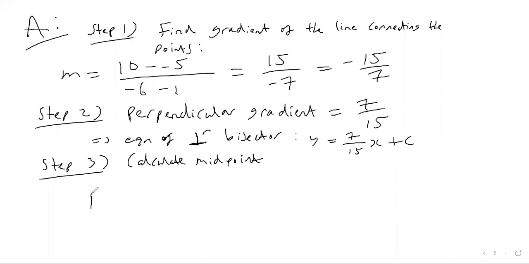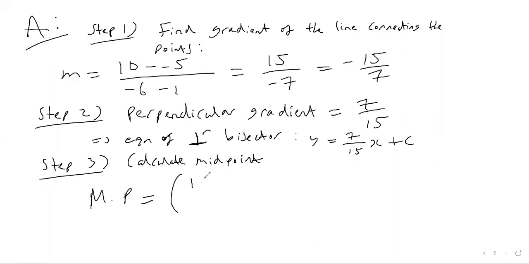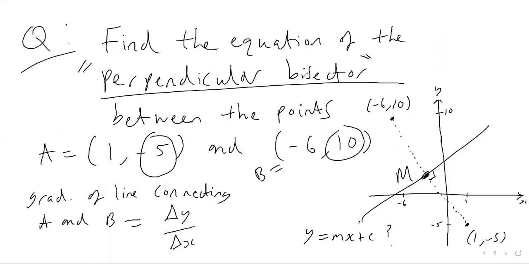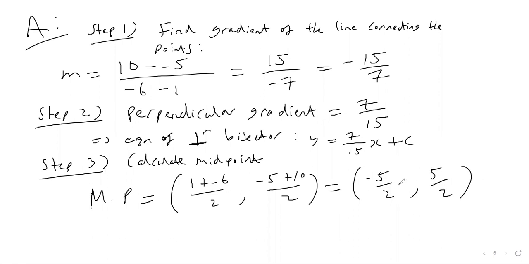So the average of our x coordinates, I just call it MP for midpoint. So the average of 1 and -6. We're going to add 1 to -6, divide by 2. And the average of our y coordinates, -5 and 10. So -5 plus 10 divided by 2. And if we work that out, 1 take away 6 is just -5. So we get -5/2 for our x coordinate, and -5 plus 10, well, that'd be +5 this time. 10 take away 5 is 5. So 5/2 as our y value. So that's going to be our midpoint.